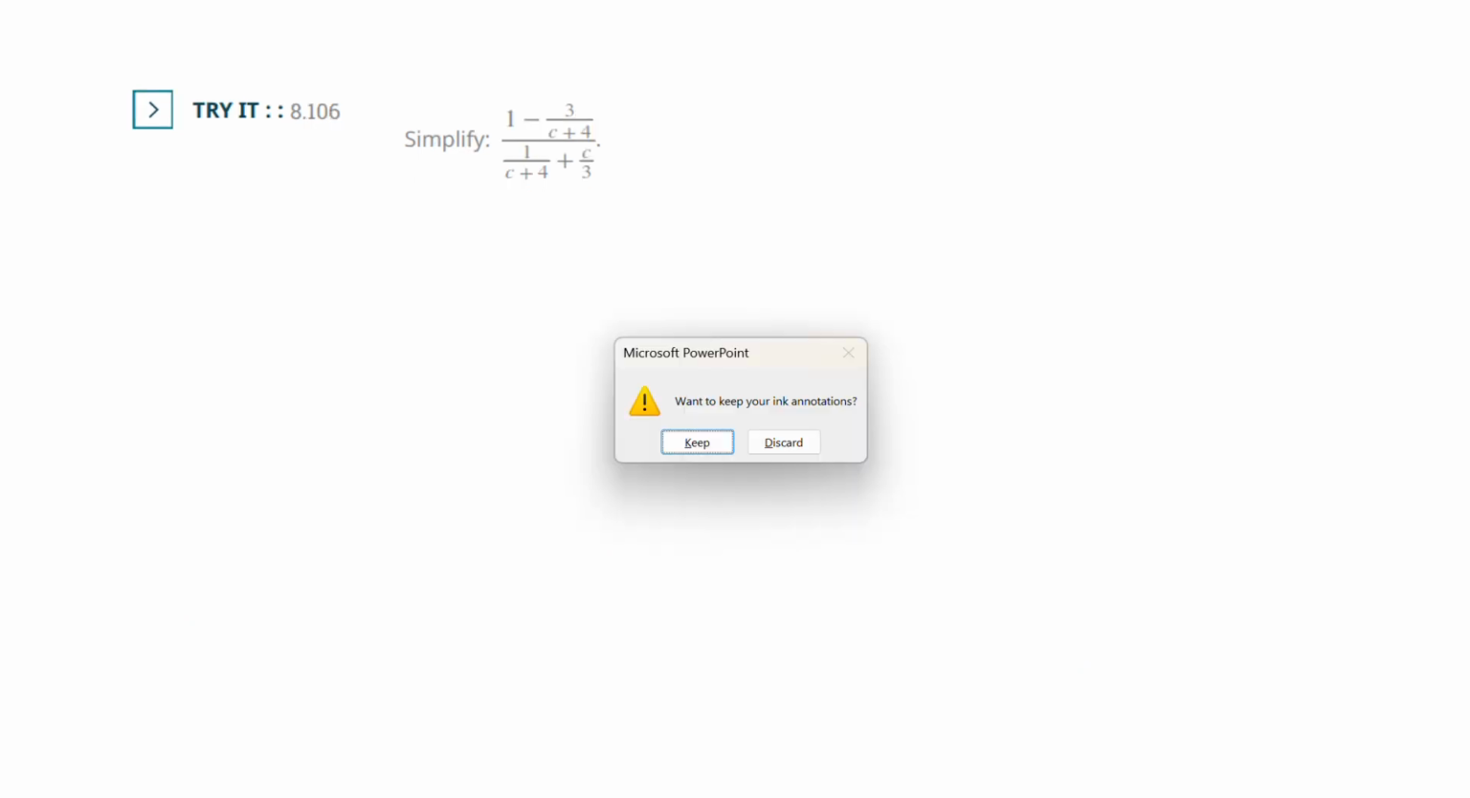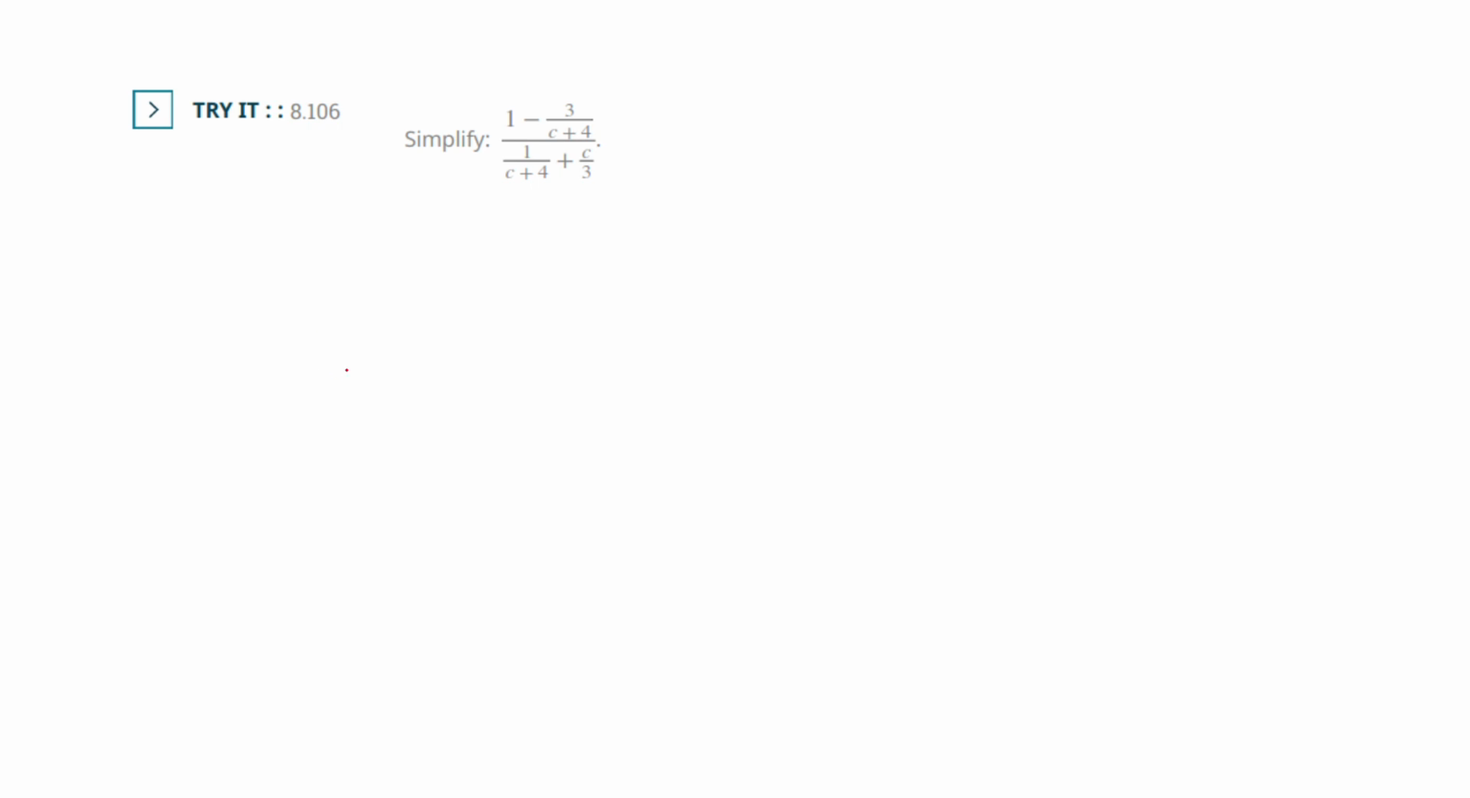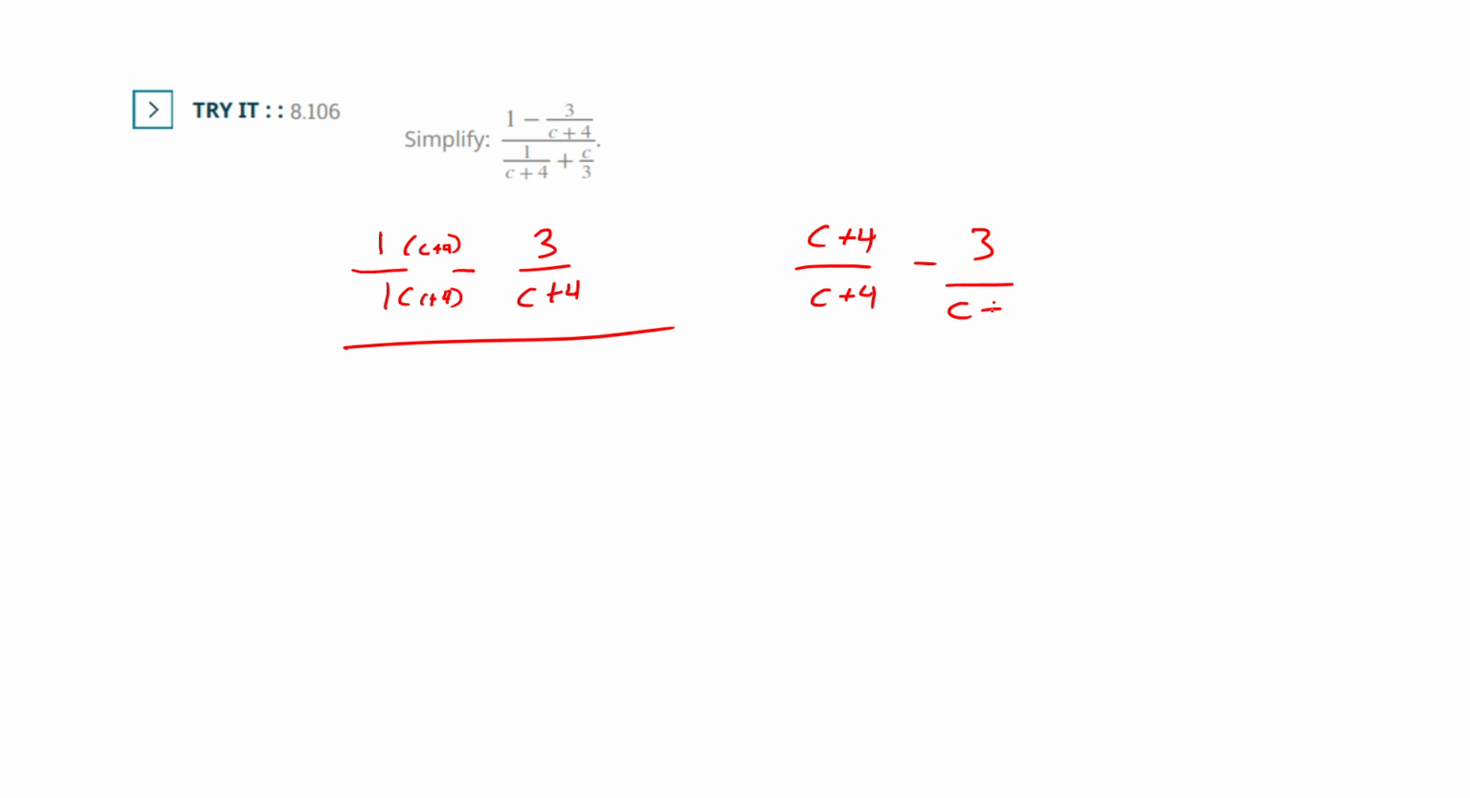Okay, I'm going to just status check here where we're at, what we got left. Okay, last slide. Okay, so it's the same thing, but I'll go ahead and show it here. Got 1 over 1. So I need a c plus 4 on the top and the bottom. So I get c plus 4 over c plus 4 minus 3 over c plus 4. Now the denominator is the same, so I'm going to just put the tops together. I got c plus 1 over c plus 4.